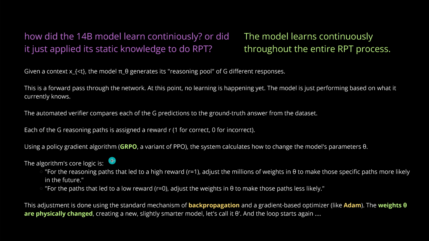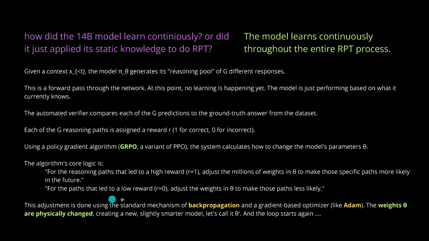And the algorithm's core logic is, for the reasoning path that led to a higher reward in our reinforcement learning for the pre-training, we just adjust here millions of weights in theta to make those specific paths more likely to happen again in the future, because this was a successful path. I want to have this in my memory. I want to have this representation encoded here in my weights and my biases. And for all those paths here in our G predictions with a chain of thought and a prediction that led to a low reward, that was simply incorrect to the golden ground truth by the internet, adjust the weights in theta to make this path less likely. We do not want to see this anymore in our neural network.